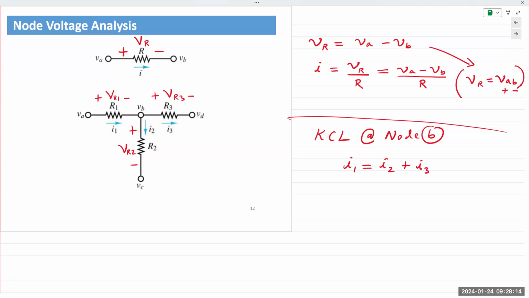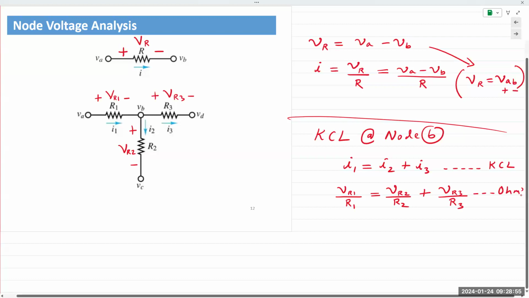Then I1, again, some students skip a step here, but I would always strongly advise not to skip the step. I1 can be written as VR1 divided by R1, I2 as VR2 divided by R2, and I3 as VR3 divided by R3. So this is the step where you apply Ohm's law, right? So this is KCL. This is Ohm's law.